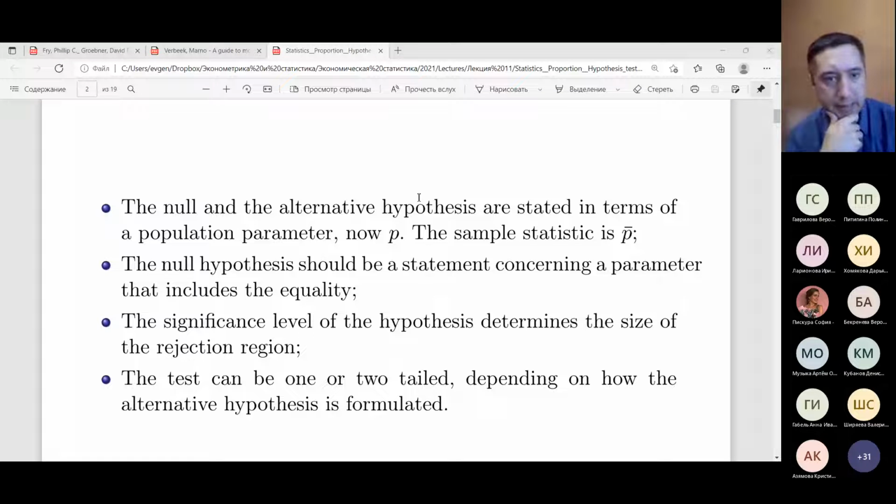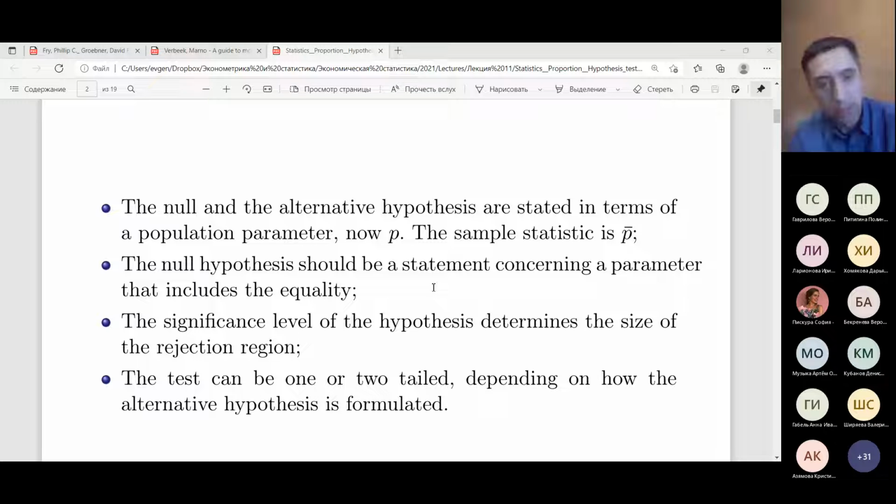Let me remind you that the null hypothesis should be a statement concerning a parameter that includes the equality. So put equality in the null hypothesis. Next, you have to determine, or ask for, the significance level, which is alpha. And finally, you have to make a decision whether you should run a one-tail test or a two-tail test. It depends on the alternative hypothesis and the task given.